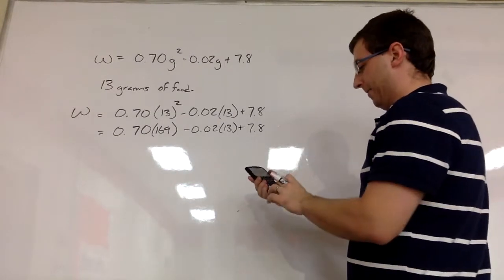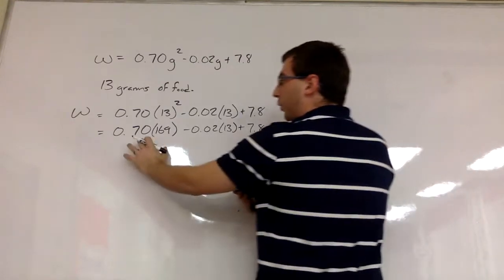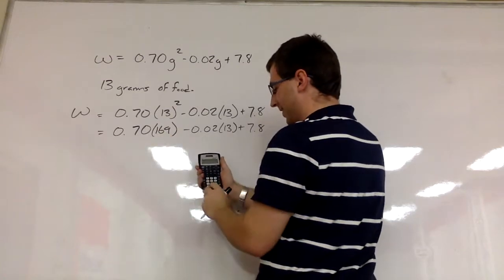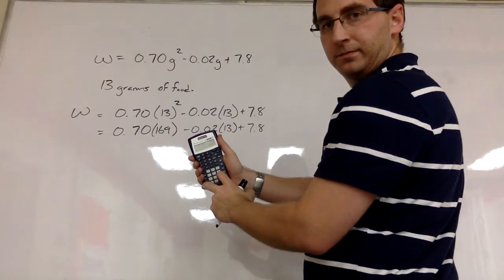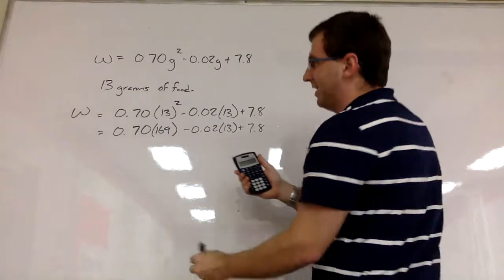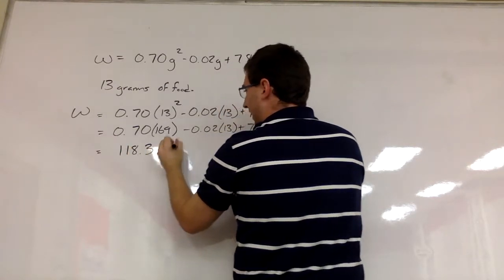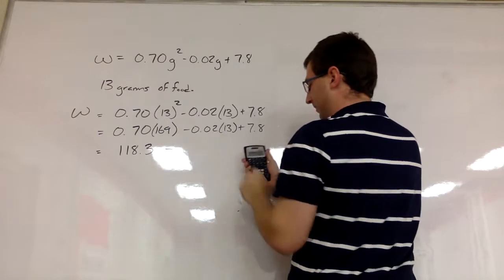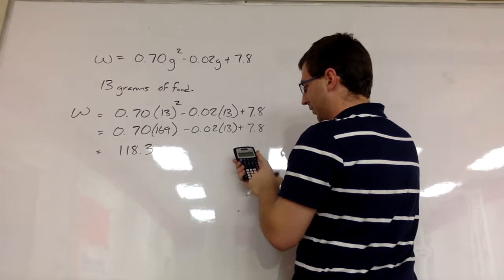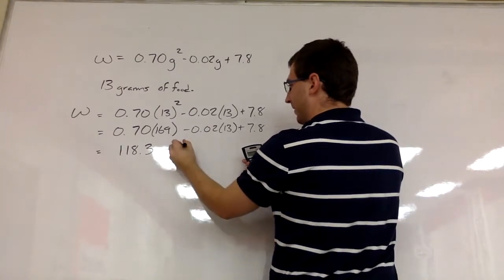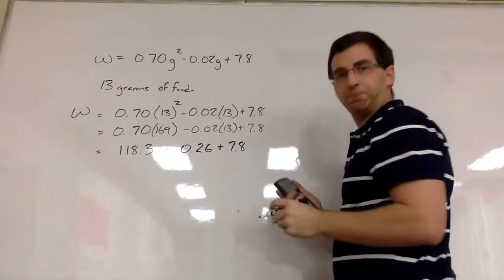Calculator. Now, the calculator comes in handy, especially when we're multiplying decimals. So 0.70 times 169. Well, that gets us 118.3. Now, minus these two multiplied together. So 0.02, negative of course, times 13. Well, that gets us a minus 0.26. And then plus 7.8.